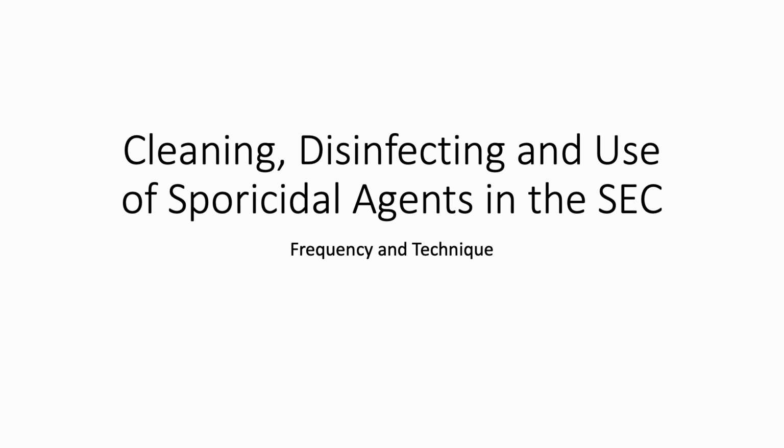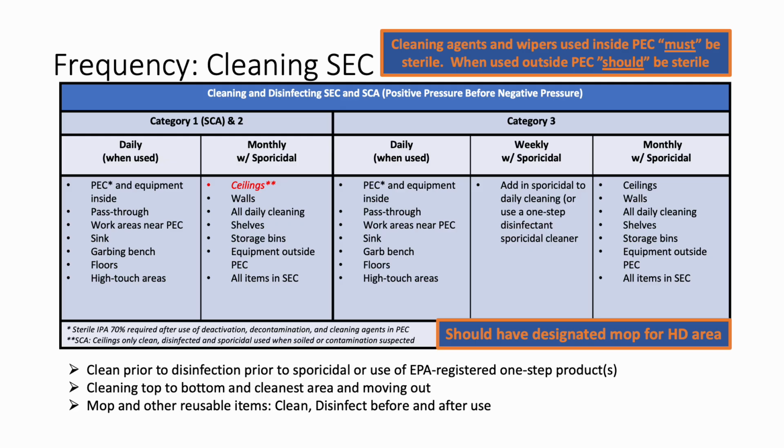So starting in the buffer room up high, moving downward and outward to the anteroom and beyond is how we're going to be cleaning. So for category 1 and 2 compounding, we're going to clean and disinfect daily on days when it's used. We're going to clean the PEC and the equipment inside the PEC, remembering that only sterile agents and wipers are allowed inside that PEC. In the room itself, we can have non-sterile cleaning agents and non-sterile wipers. We should be using sterile, but we don't have to when it's on the exterior of the PEC. It can be a non-sterile item.